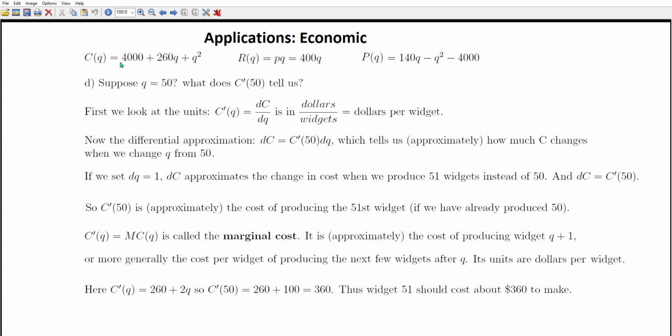In this case, we take the derivative of C, and we get 260 plus 2Q, so C prime of 50 is 260 plus 100, or 360. Thus, widget 51 should cost about $360 to make. The exact cost is actually cost at 51 minus cost at 50, which when we do the calculation ends up to be $361. So this is a reasonably good approximation.